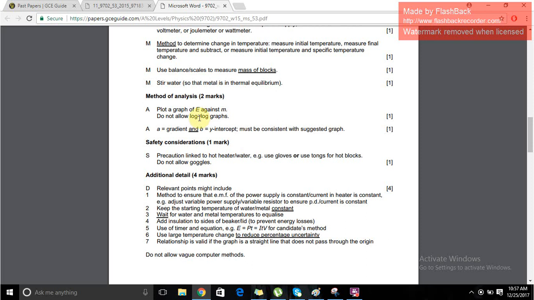Plot a graph of E against M. A would be the gradient and B would be the y-intercept. 9. Precaution linked to hot heater or water. Example, use gloves or use tongs. This is a name I forgot. Tongs are basically the instrument you use for taking stuff. So this is 10 marks. Let's not give this mark, just leave it at 9 because I did forget the name.